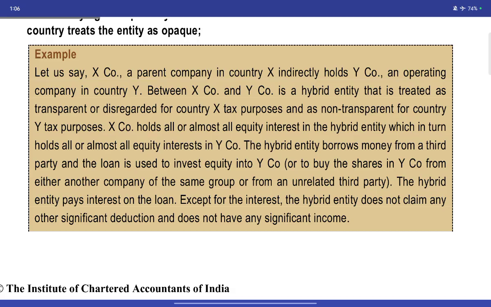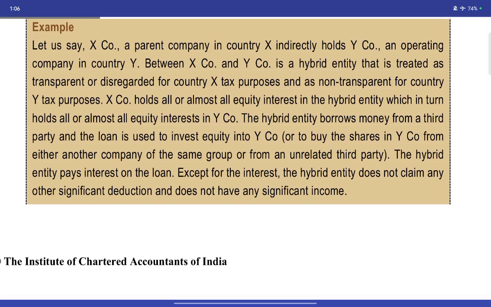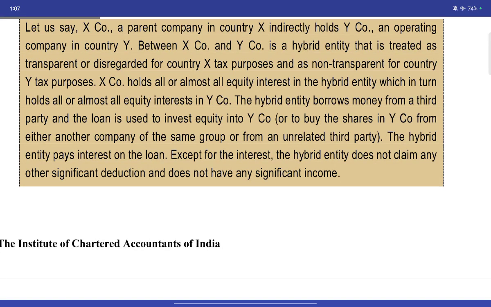Now, between X company and Y company is a hybrid entity that is treated as transparent or disregarded for country X tax purposes and as non-transparent in country Y. X holds almost all equity interests of the hybrid entity, which in turn holds almost all equity of Y company. The hybrid entity borrows money from a third party, and the loan is used to invest in Y company, or to buy the shares of Y company from another company, a group of companies, or an entity.